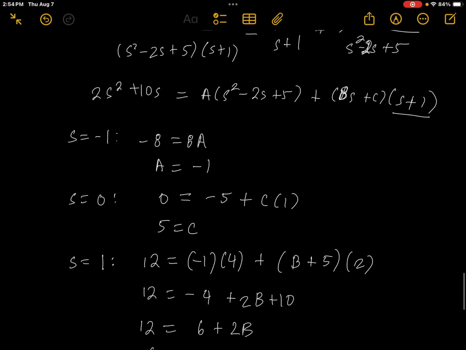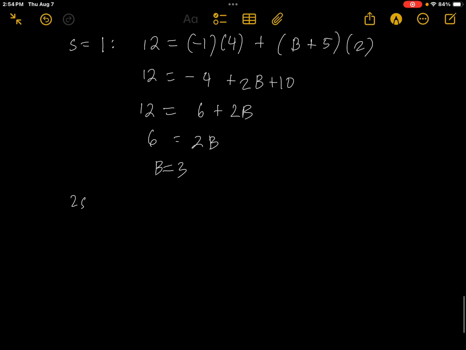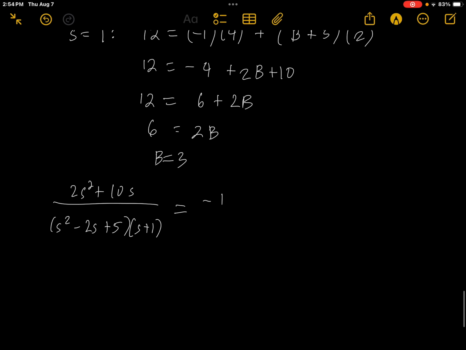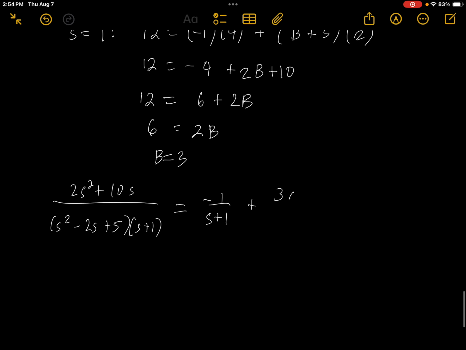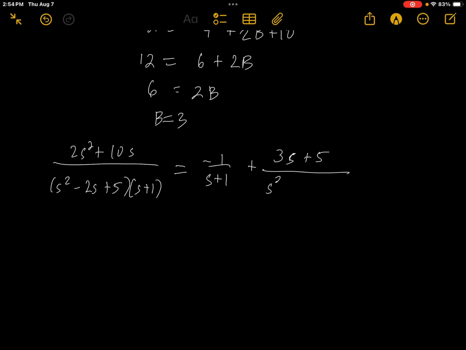And that's our answer. We get that this thing, 2s squared plus 10s over s squared minus 2s plus 5 times s plus 1, is equal to negative 1 over s plus 1 plus 3s plus 5 over s squared minus 2s plus 5.